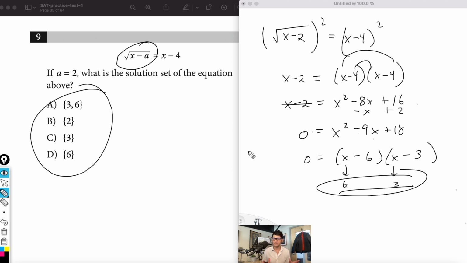This is a mindset that I want you to take with you into the SAT. Can I just use the values? Can I do a shortcut based on the answer choices that have been given to me? So that's number 9, and I hope that helps.